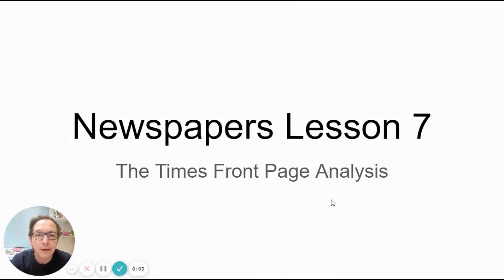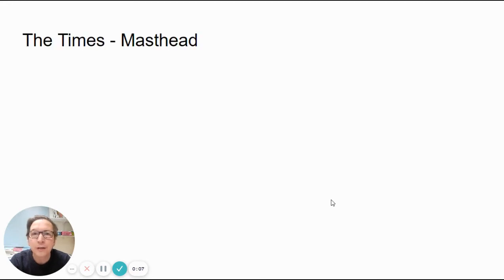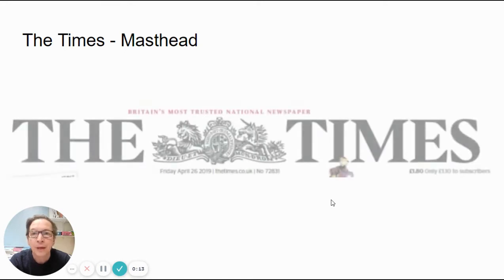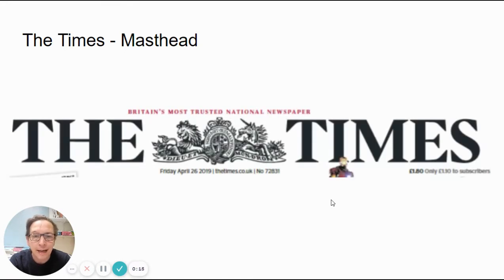Hi everyone, we're going to be looking at the Times front page in today's lesson. So before we do, let's just remind ourselves that the masthead, of course, is an integral part of the front page. And there it is. Now, this actual masthead has only been the masthead of the Times since about 2006. But the Times is a very old newspaper.